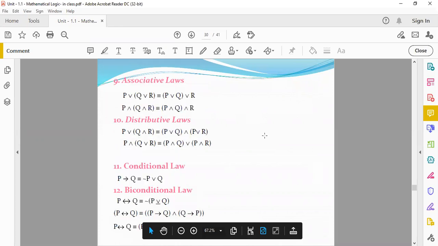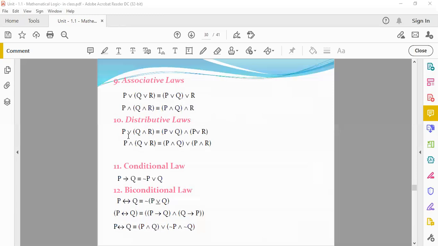Now, everyone already knows about association law and distribution law, but we want to ask someone. Roll number 536. Please read out association and distribution law. P or Q or R is equivalent to P or Q or R. P and Q and R is equivalent to P and Q and R.